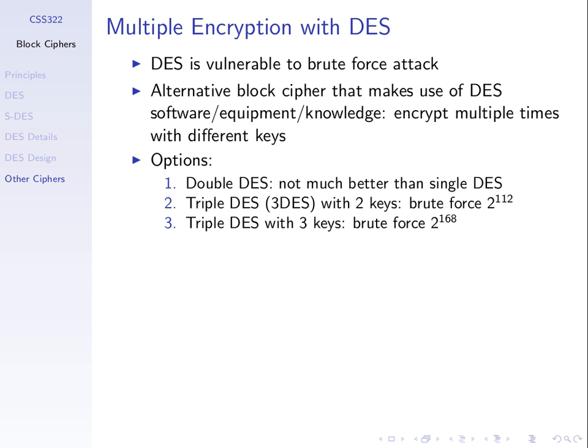We'd expect, or we'd hope, that if we had 2 to the power of 64 for single DES, then we'd take 2 to the power of 128 operations for double DES. But it turns out that's not true.